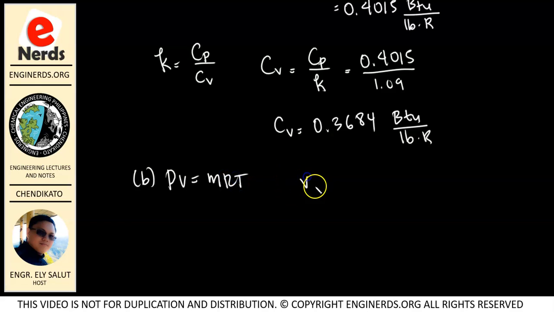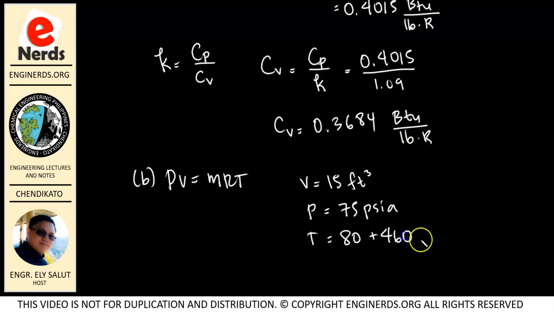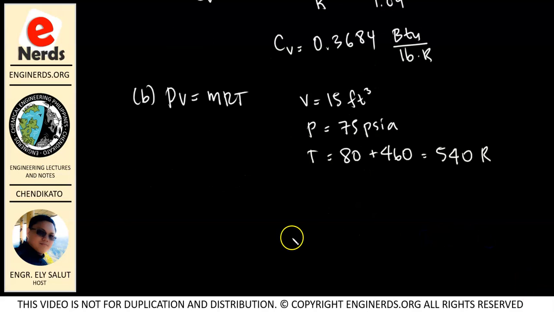Okay, so given that the volume is equal to 15 cubic feet, our pressure is equal to 75 psia, and our temperature is equal to 80 degrees Fahrenheit. We need to add 460 to convert that to Rankine, right? So that means our temperature is 540 Rankine. So we have here our M, which is equal to PV over RT. Our pressure is 75 psia.